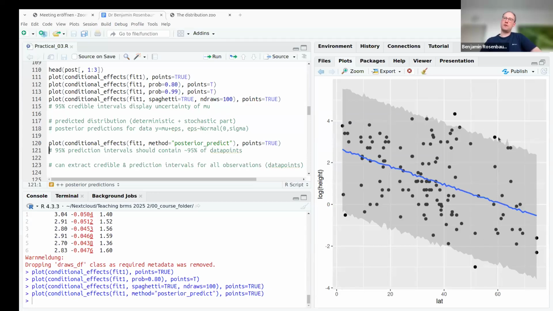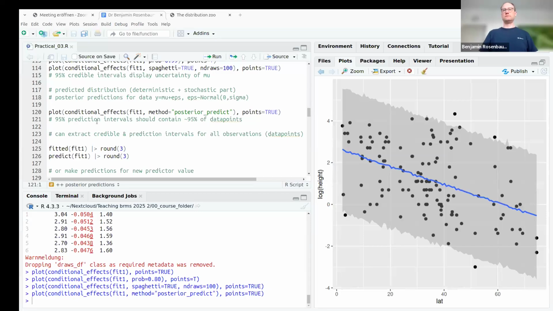And as usual, a couple of data points are outside this 95% prediction interval, but roughly 95% of the data are inside here. Okay, this is just plotting prediction intervals, but usually if you, for instance, want to compute an R² value or some other measures, observed versus predicted, you have to make predictions for each single data point. And you can do this with a fitted command or with a predict command.